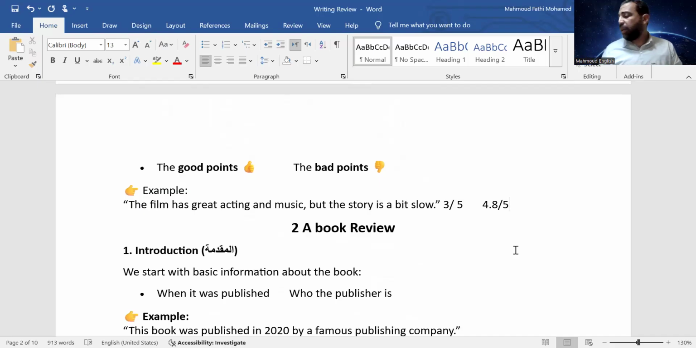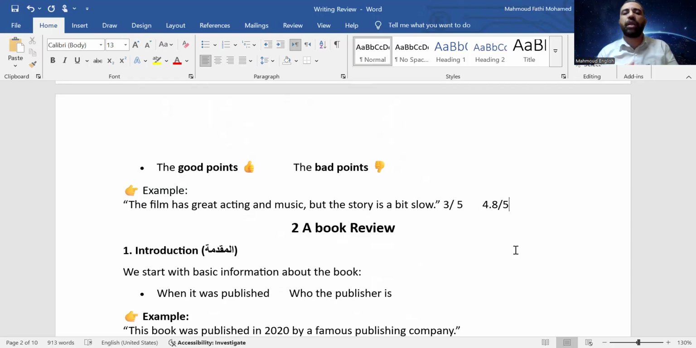Okay, now if you have a book and you would like to judge this book, for example, how can you review this book? Okay, first of all, also start with some information about the book. Write the title, a catchy title using alliteration, for example, and then go through the introduction.